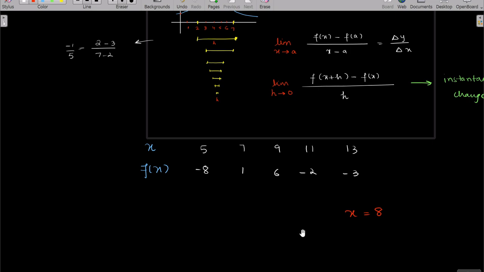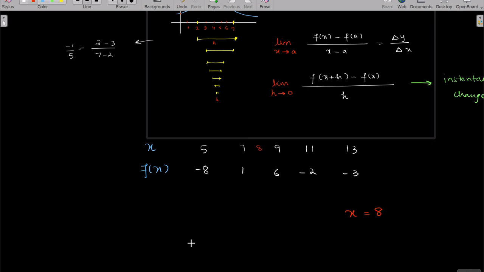When x is equal to 8, see now in this question, in the table, do we have any value of x as 8? No, right? We have 7 and 9, but we don't have 8. So in these type of problems, obviously 8 will be between 7 and 9. Somewhere here 8 will be there. So that means you have to come to 8 from the left hand side and from the right hand side.